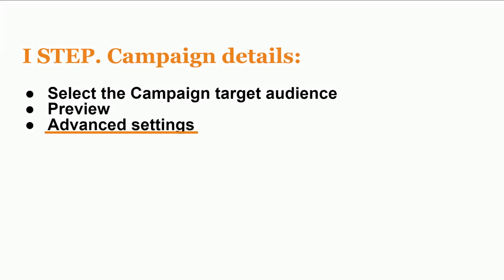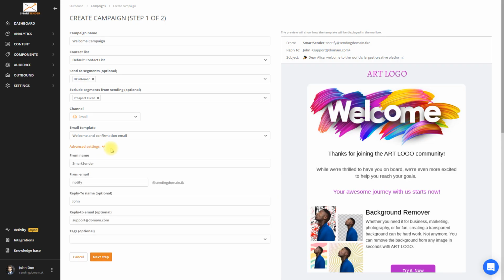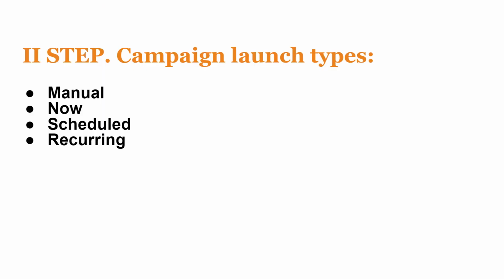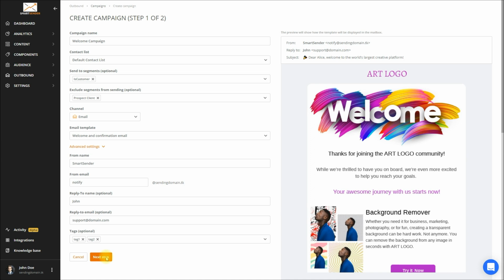Open Advanced Settings. Here you can specify the name and email address of the sender if you want them to differ from the default settings. These changes will only apply to that particular campaign. The name and address of the sender to which the contact can send his reply. The return address may differ from the address which the campaign is sent from. You can also specify tags that will make it easier to generate an additional report and study it in the Analytics section. To select the campaign launch type, click the Next Step button.